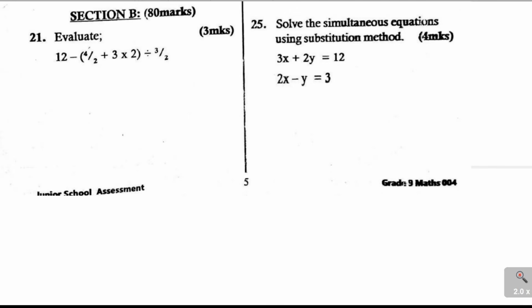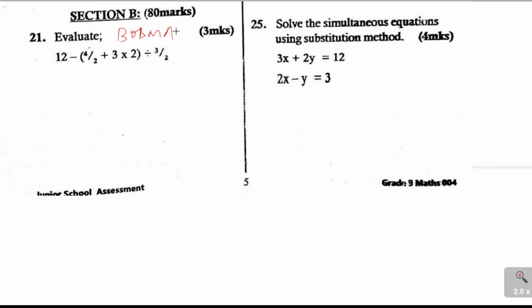Let's go to section B of this grade 9 exam. Question 21. You're supposed to evaluate that expression. When you look at that expression, 12 subtract, in brackets, 4 divided by 2 plus 3 times 2, close brackets, divided by 3 over 2. We have different operations, and therefore we must use the law of BODMAS.